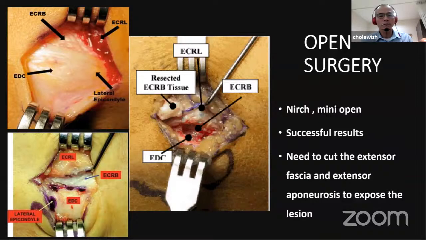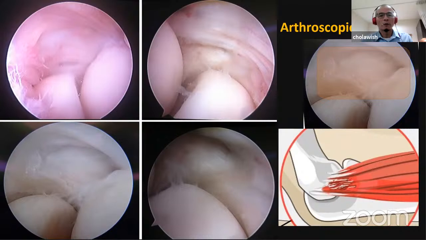This is an arthroscopic finding, viewed from the proximal anteromedial portal. You can see a wide capsular defect in there. This corresponds to the ECRB area.